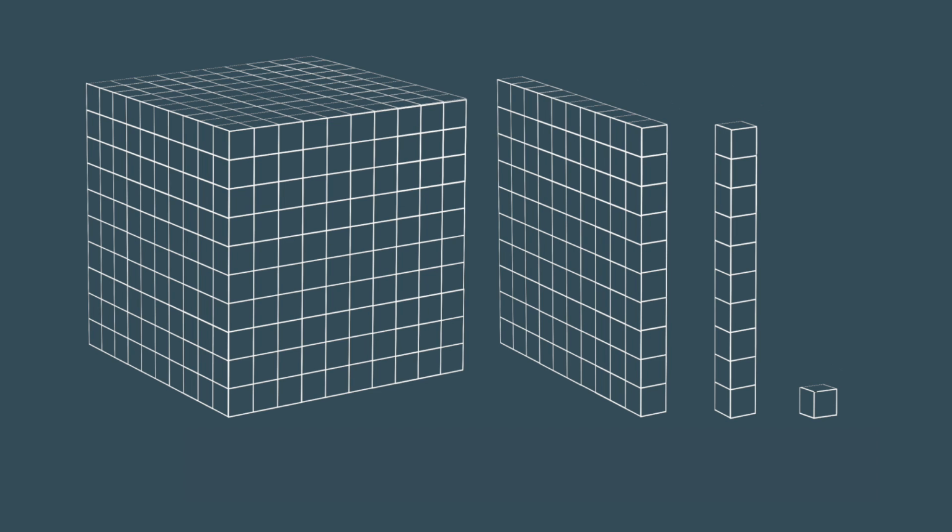So you'd have a little block, then you'd have a row of 10 blocks, then 10 rows of 10 blocks, which would make 100 blocks, and then we'd have 10 lots of 100 blocks, which would make 1000 blocks. Now, these blocks would replicate the columns of the decimal system like so.